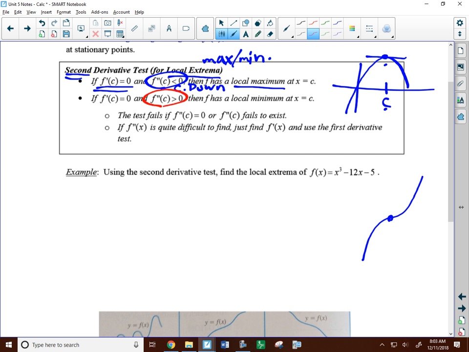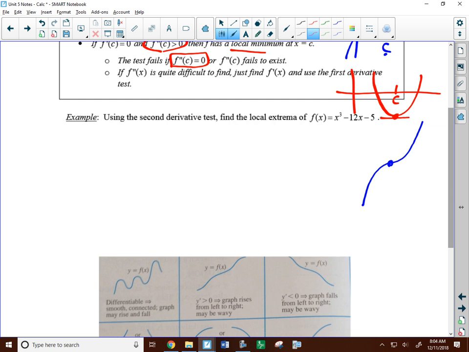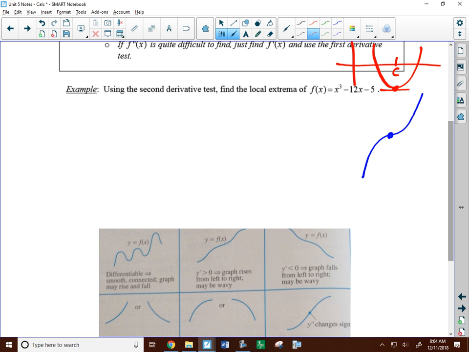If we know it's concave up, shaped like a cup, then at C, the slope is 0, it's a local min. Do note that the test fails if the second derivative is equal to 0, or if the second derivative does not exist. It will fail. I say here, if the first derivative is tough to work with, the second derivative can be a better option. Or if the second derivative is difficult to find, use the first derivative test. So now you're just going to have two options.